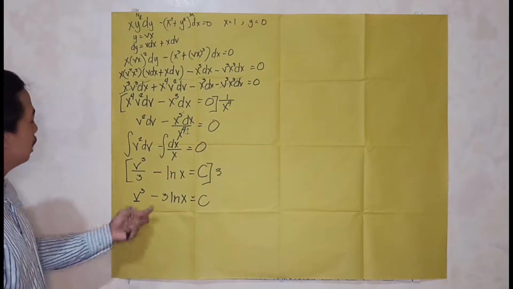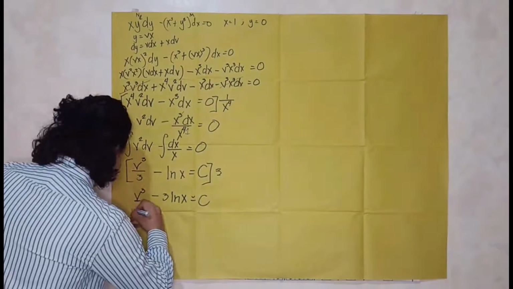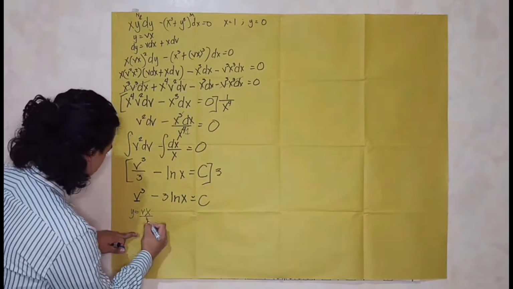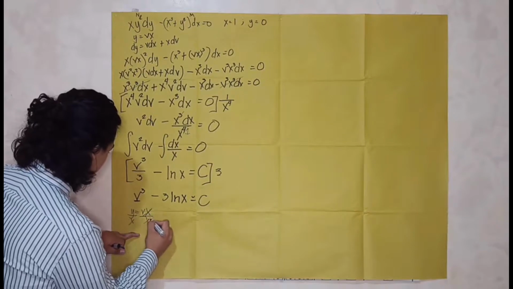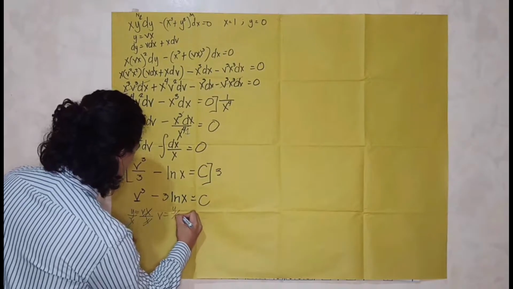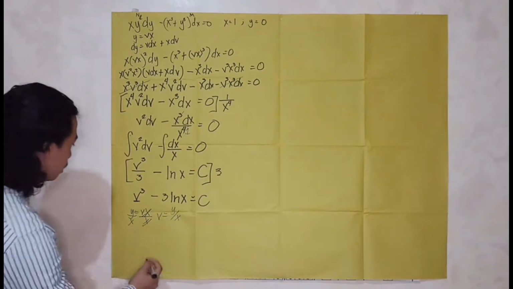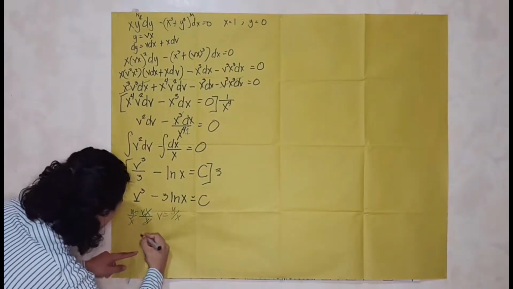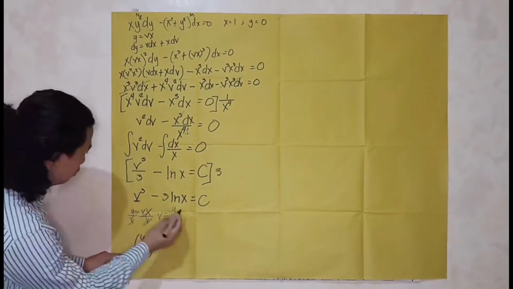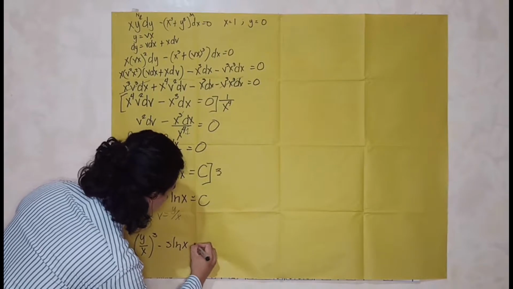So, kukunin natin yung value ng v sa y is equals to vx. So, y is equals to vx. Para makuha natin yung v, divide both sides by x. Cancel. So, therefore, v is equals to y over x. Then, i-substitute na natin siya dito. So, meron tayong y over x cube minus 3 ln x is equals to c.